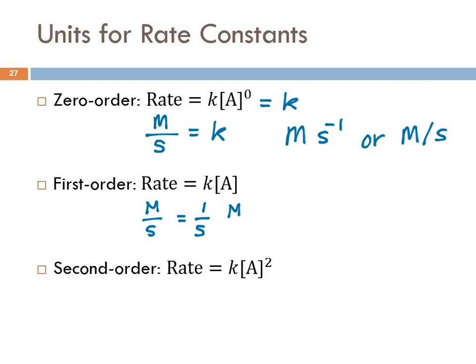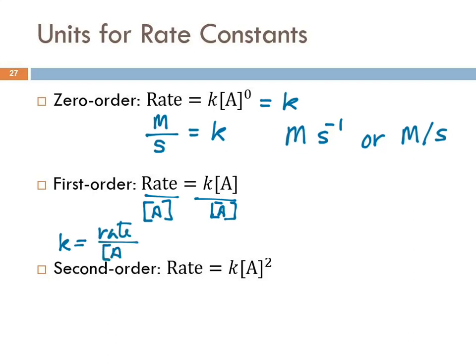Okay, so I don't think that was a very good explanation. Let's do it a different way. Let's solve for K. So K equals the rate divided by the concentration. Yes? Somebody say yes. Okay, thank you.